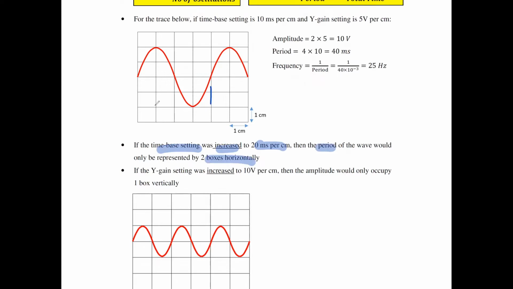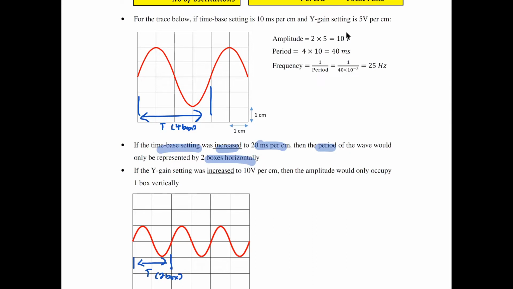You see, previously this was the old setting. This one was T, and it occupied only 4 boxes, or centimeter, if you would. Right now, when I increase the time-based setting, that same wave will still have the same period, but on the screen it will be represented differently. It will now occupy only 2 boxes.